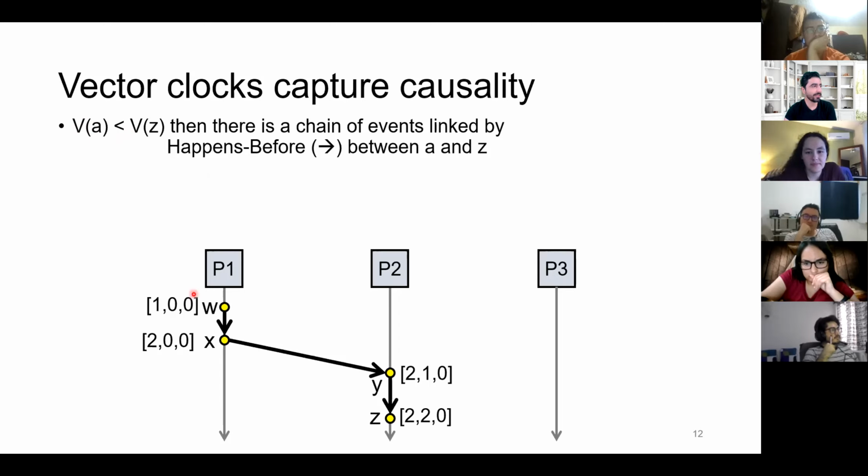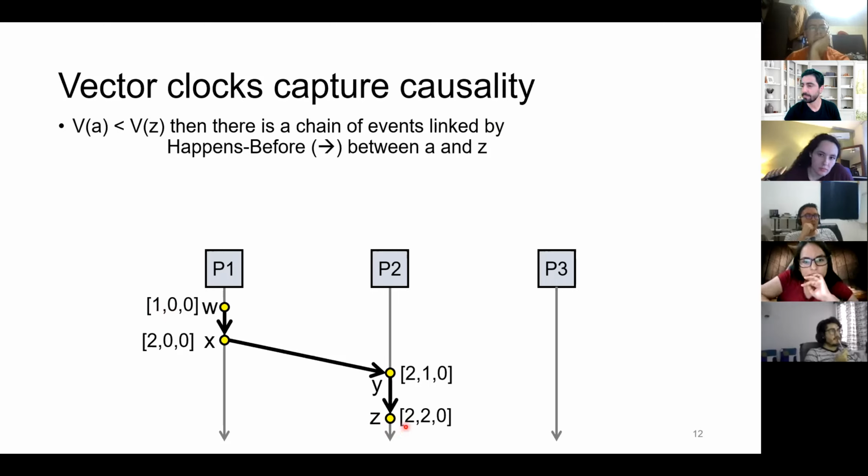So in this example, vector clock A is smaller than vector clock Z. If you show this, there is a chain of events connecting A to Z for sure. As you can see, vector clock A is smaller than vector clock Z, so you can see a chain of events. Maybe I'm being confusing here. How can you compare these two? I have a question.